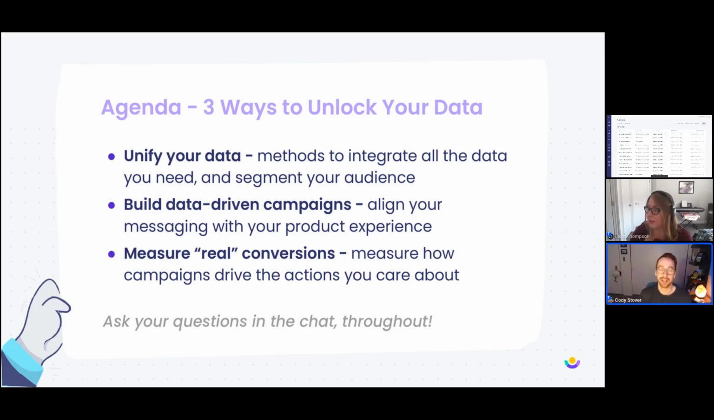Here's a quick look at where we're going to go, and then we'll dive in. Again, three ways to unlock your data. We're going to look at these three themes. First, unifying your data: how do you integrate it all into the same place and then start to organize based off of it, building out audience segments and things like that. We're then going to talk about how you can act on it, building data-driven campaigns, aligning your campaigns with that live integration, so what's happening in your product experience. And then we'll round it out by measuring so-called real conversions, and we'll talk about that a little more as we get in.